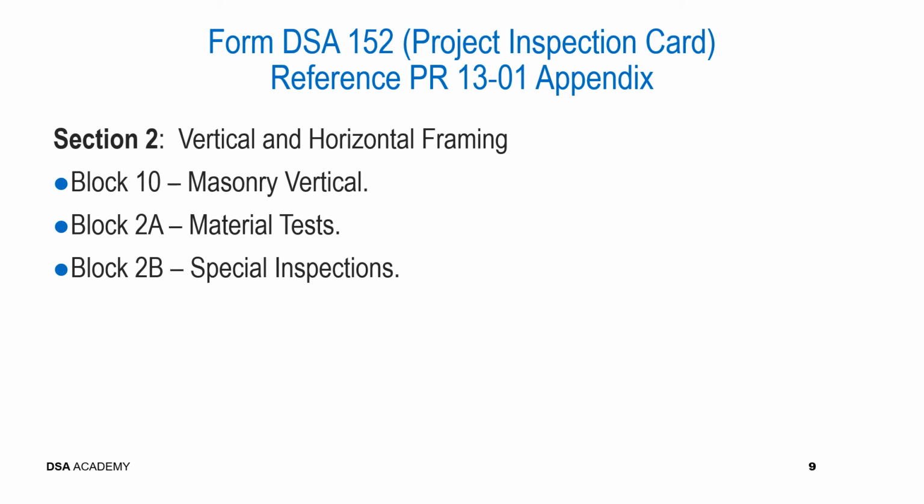Documenting the inspection for masonry is covered in the DSA Form 152, the Project Inspection Card. This is referenced in detail in the PR 13-01 Appendix. It is covered in Section 2 of the vertical and horizontal framing. Block 10 is the masonry vertical, Block 2A is material testing, and Block 2B is special inspection.